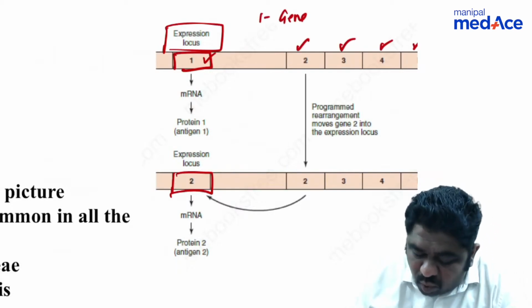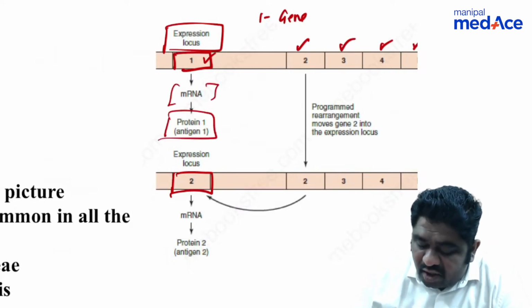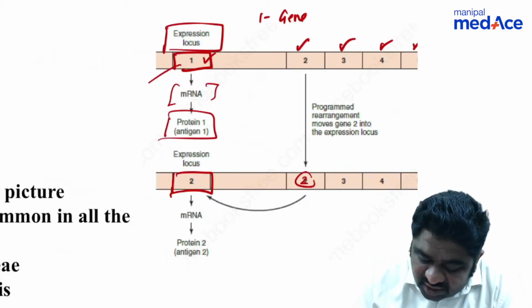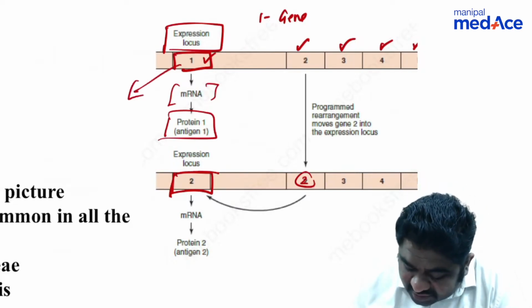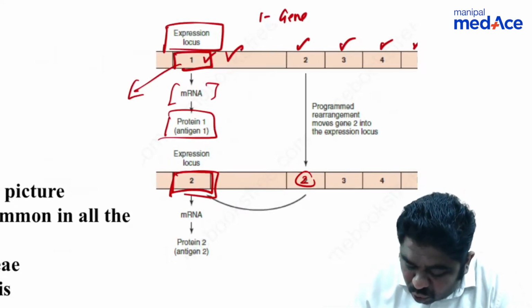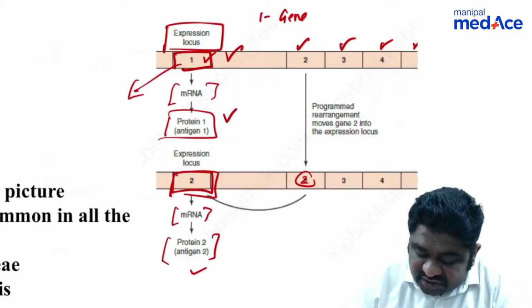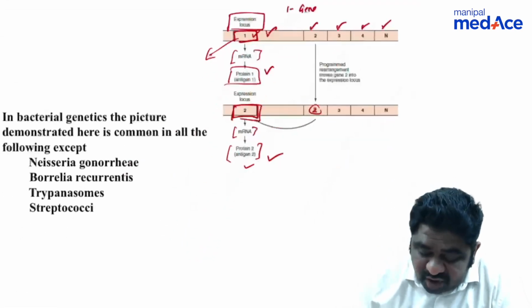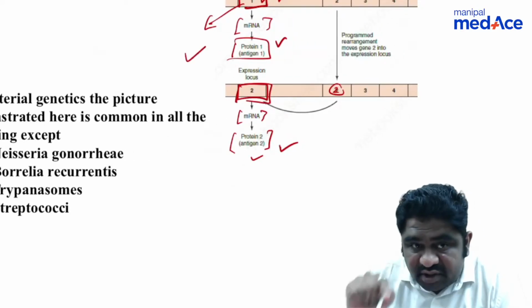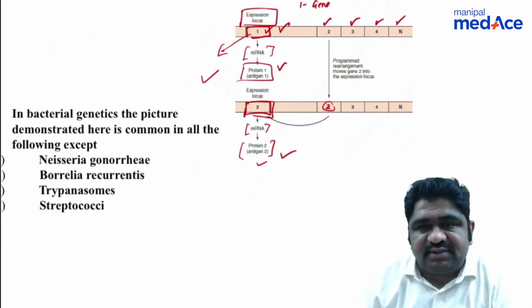Now, if 1 is present in that locus, that will give rise to mRNA, which gives you protein 1. Now, if 2 is the gene which has progressed towards the expression locus, it has knocked off 1. Now 2 is present in the position of 1. 2 has taken the place of 1. Now, that 2 is going for transcription to produce mRNA, which will be translated to produce protein. Now, you have this as antigen 1, this as antigen 2. Now, look at this question. In bacterial genetics, the picture demonstrated here is common in all the following organisms except. What is your answer?